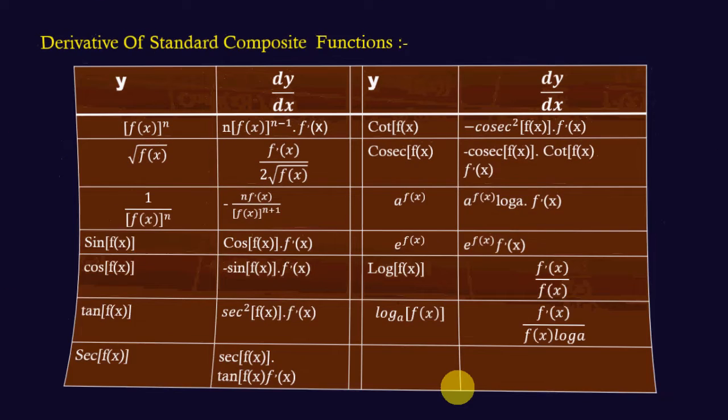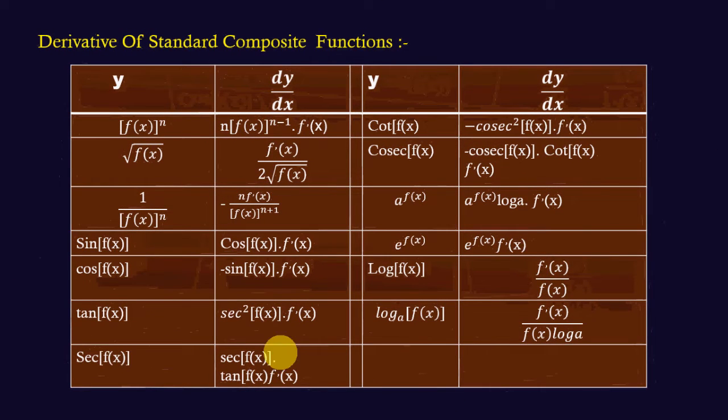Then the derivative of standard composite function. Lastly in differentiation we have to find the derivative of standard functions. Here the standard function is again a composite function, so to find the derivative of a composite function we have to use the chain rule, means function of function. The derivative of f of x raised to power n: we know the derivative of x raised to n is n into x raised to power n minus 1, but for f of x raised to n, the derivative of f of x also exists, and it is f dash of x.